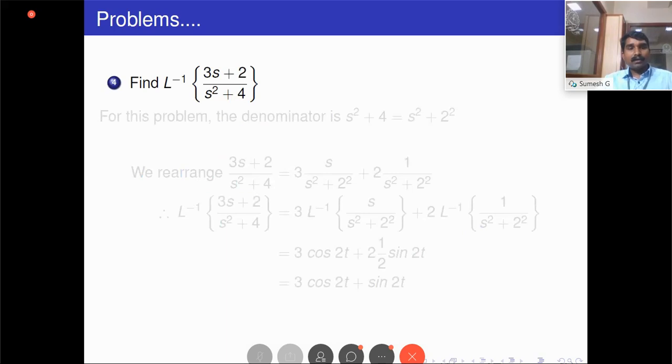Next one, find the inverse Laplace transform of (3s + 2) divided by (s² + 4). Again, look into the denominator. Your denominator is s² + 4, equal to s² + 2². That is, the denominator is of the form s² + a². So in such cases, we have to consider the numerator also. In this case, we have two options: the numerator may be 1 or s.